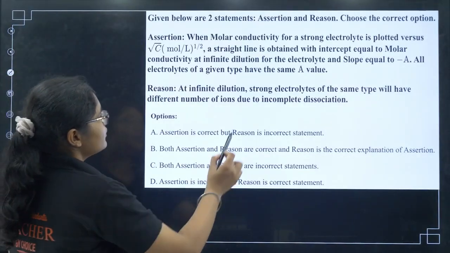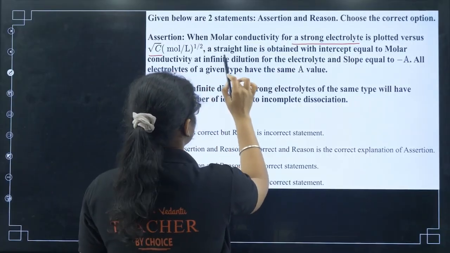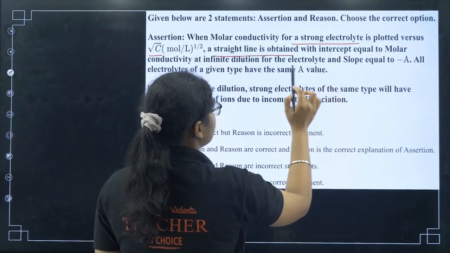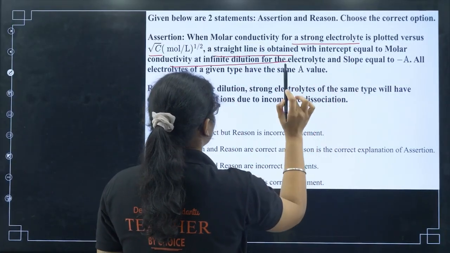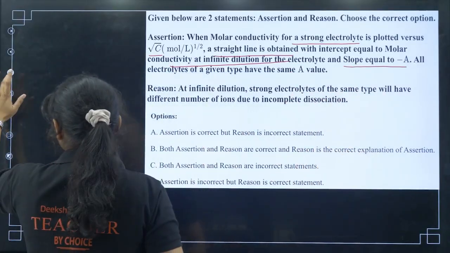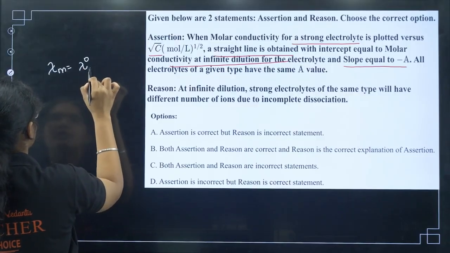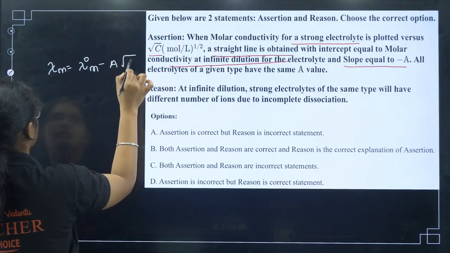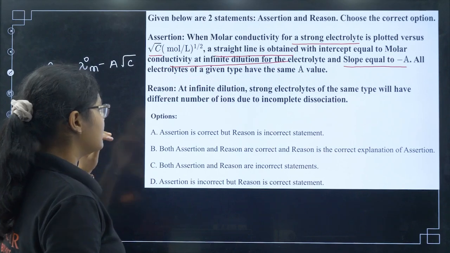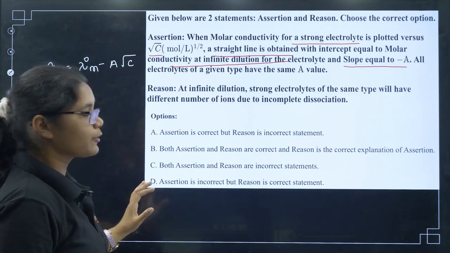Okay, next, when molar conductivity for a strong electrolyte is plotted versus root over C, a straight line is obtained with the intercept equal to the molar conductivity at infinite dilution for the electrolyte and slope equal to minus A. That is correct because we have this equation: lambda m equals lambda naught m minus A into root over C. Now, all the electrolytes of a given type have the same A value.